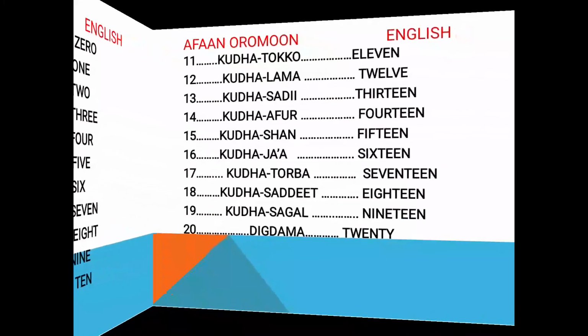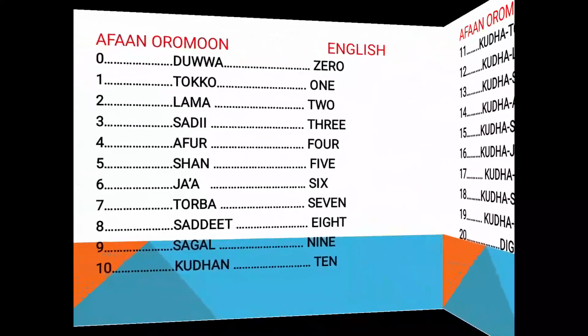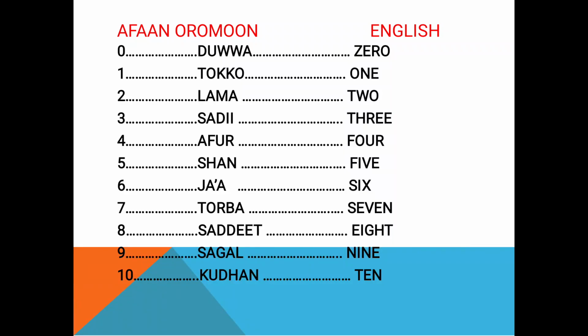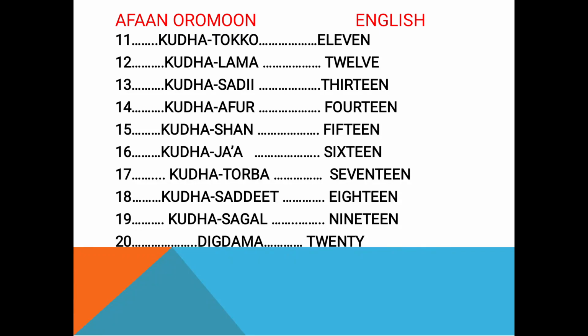Here, kudha tokko. But most of the time, students make a mistake. They say 11 like kudhan tokko. Here, kudhan means 10, yes? Tokko means 1. So to say 11, most of the time you make a mistake by saying kudhan tokko. It is not kudhan tokko. It should be kudha tokko.